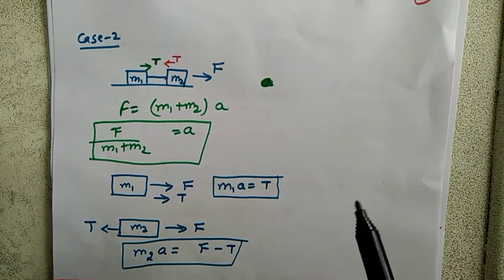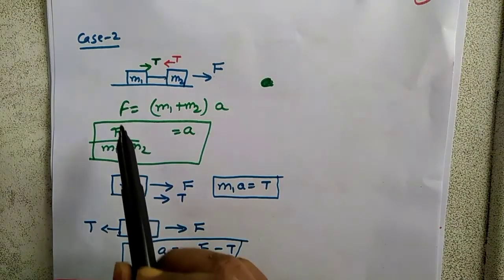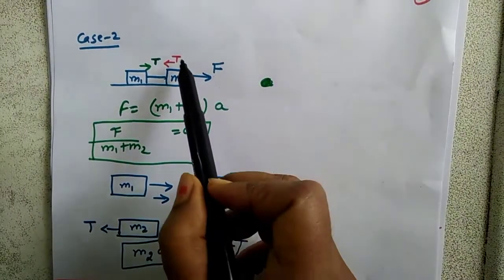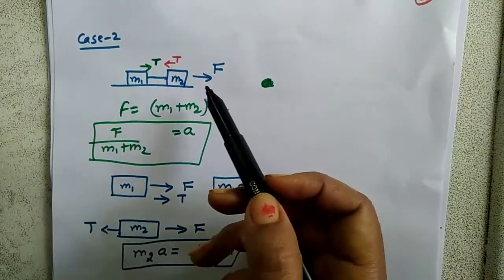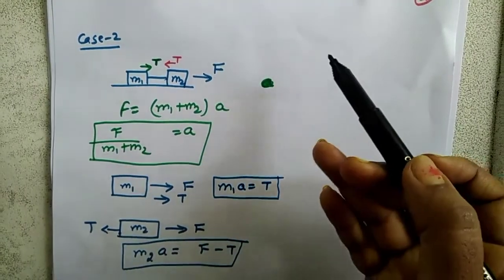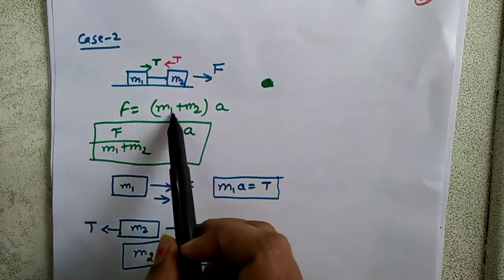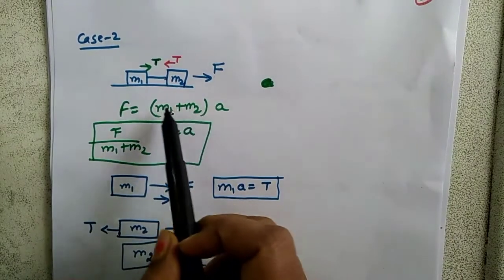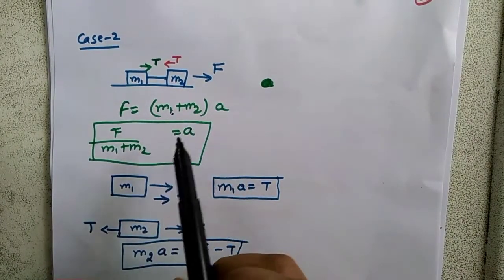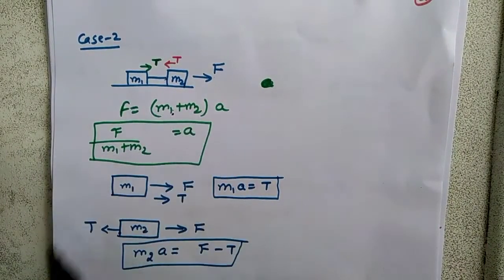Again we can use the trick which we used in the previous one: the total force is pulling these two masses, whether they are tied or not tied, touching or not touching, it doesn't matter. Force is equal to total mass into acceleration, so you can simply find the acceleration. Now our second task is to find the tension in the string.